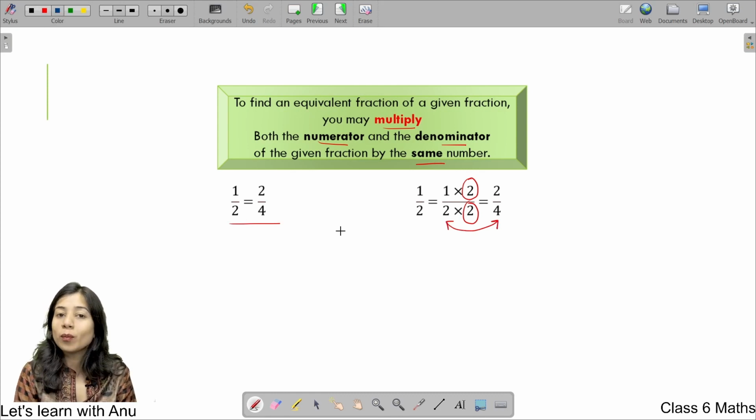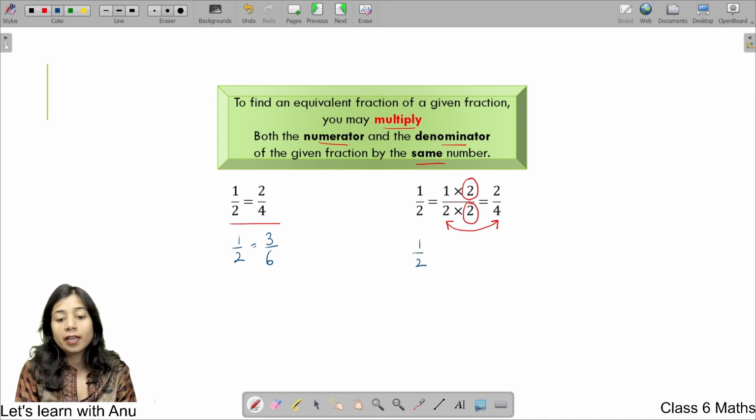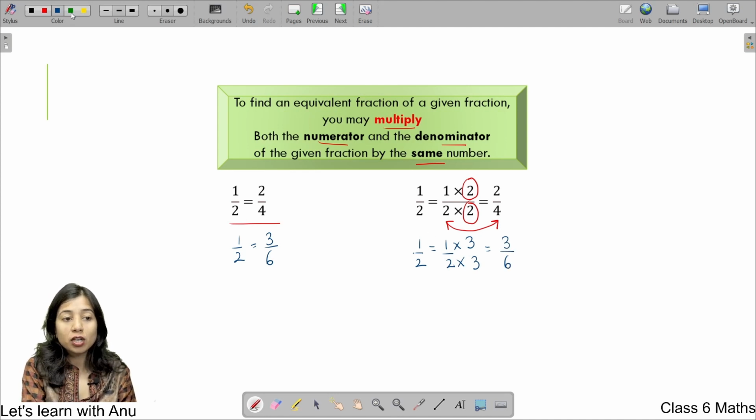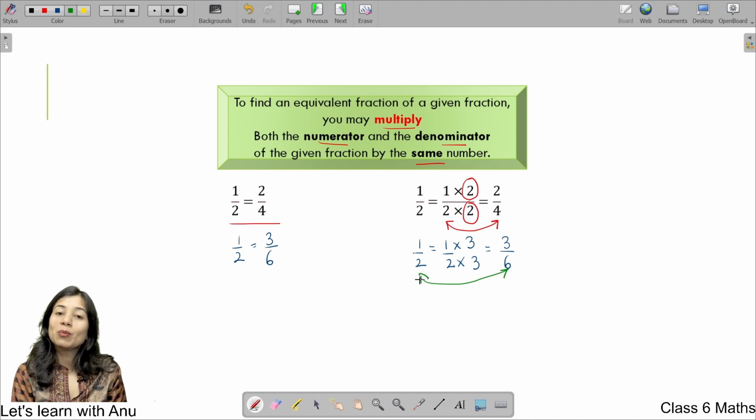Let's take one more interesting example. 1 by 2 and 3 by 6 are also equivalent fractions. Let's see how. If I multiply the numerator by 3 and the denominator also by 3, I get 3 by 6. So we can clearly see that 1 by 2 and 3 by 6 are equivalent fractions. Quite easy, class. Moving ahead to the next rule.